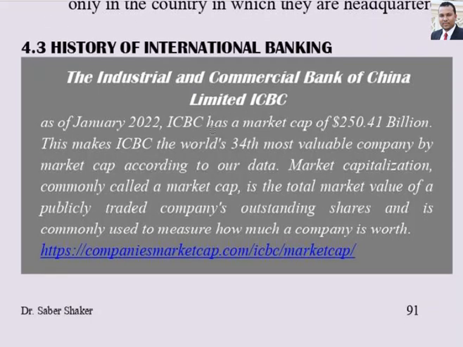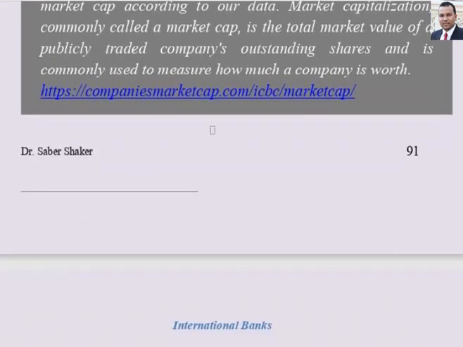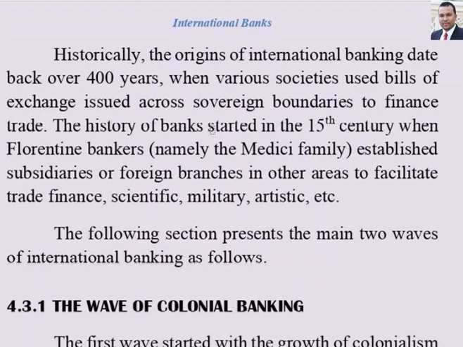In this case study, we talk about Industrial and Commercial Bank of China, as we presented in the last chapters. This bank is classified as top 1 or ranked number 1 based on Tier 1 capital. So this bank has a market capitalization of $250.4 billion, and in this case we talk about a large bank in the world. The history of international banks.